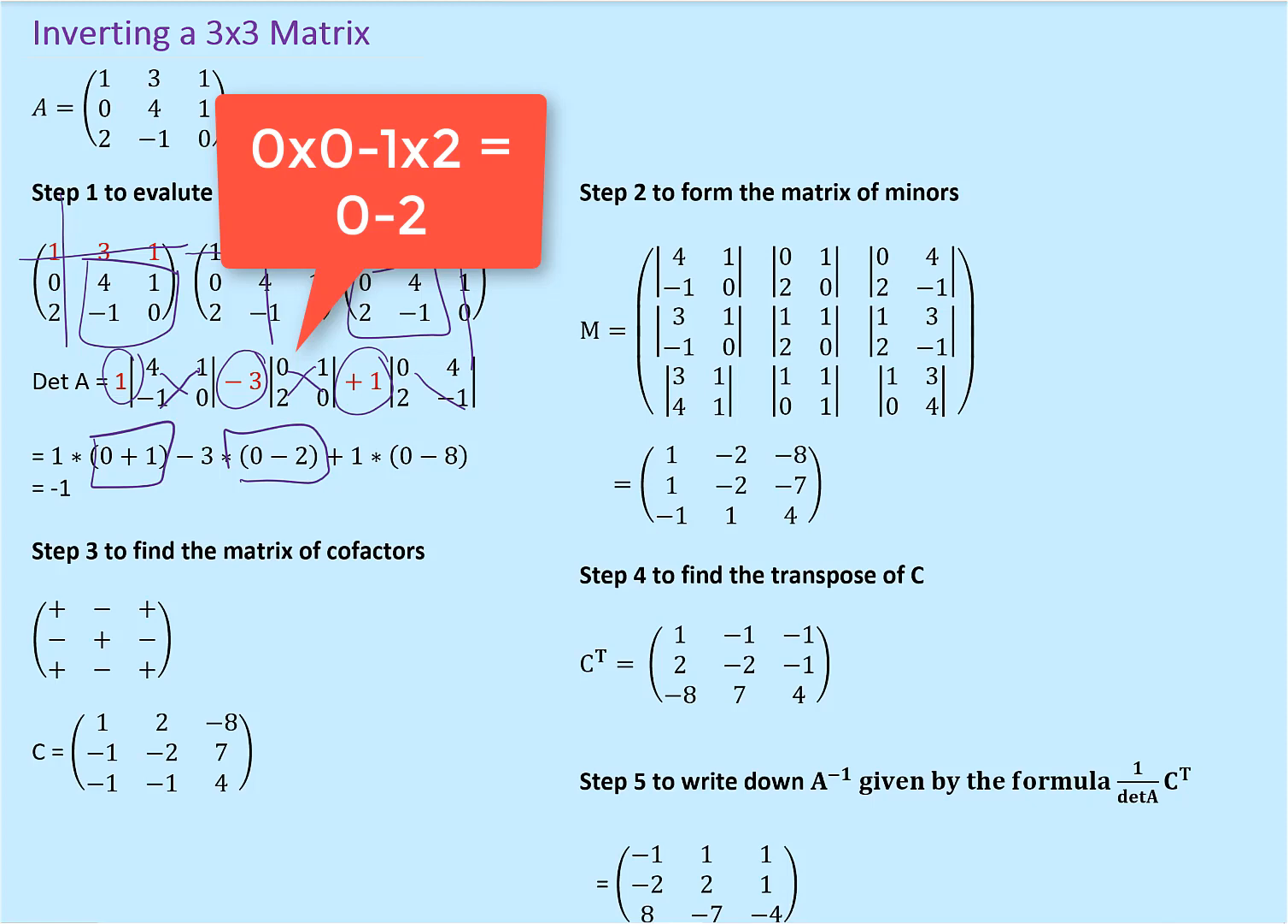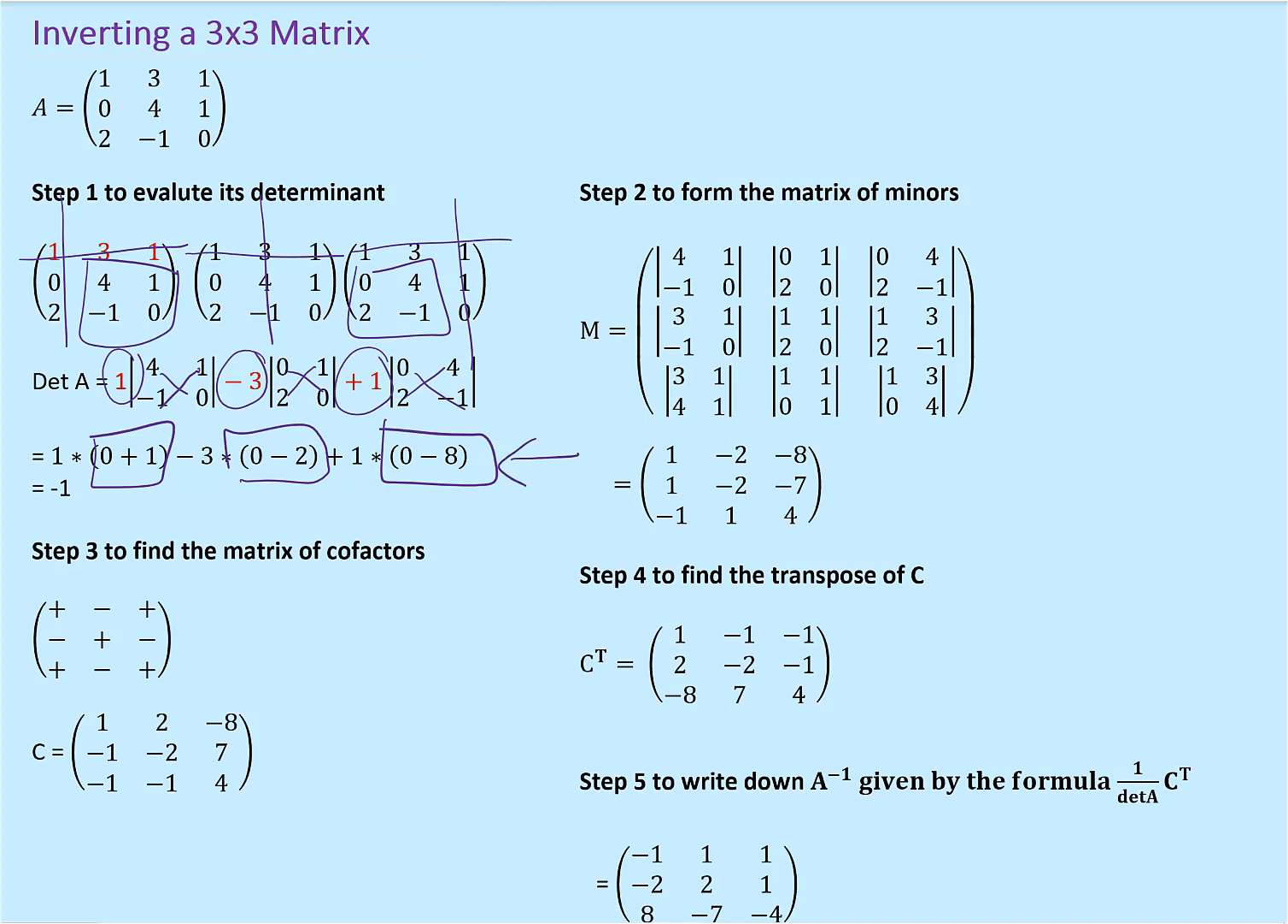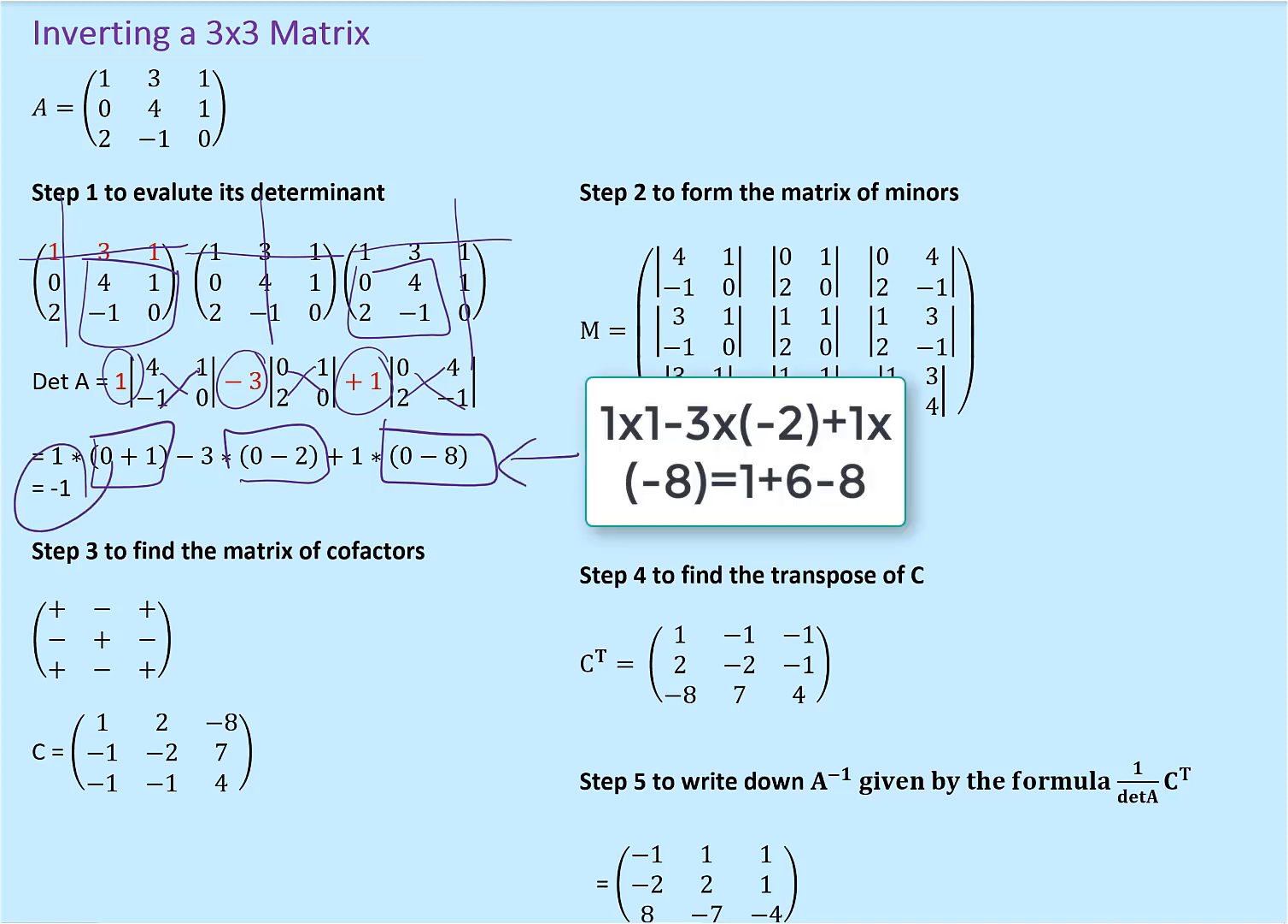And then the last minus is 0 times -1, which is 0. Take away 2 times 8. Okay, so all of this will give me -1. So that is step 1 of the calculation complete.